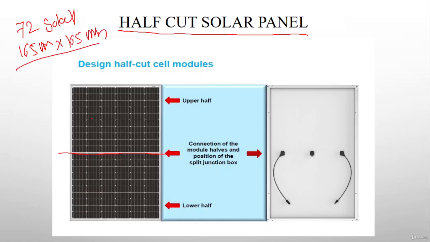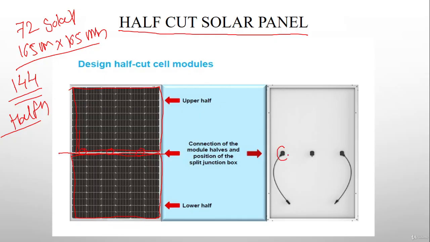But in this case, the 72 solar cells have been cut into two parts. So we are getting a total of 144 half cut type solar cells. What we do is construct the 72 half cut solar cells in the upper half of the solar panel, and the second 72 half cut solar cells in the lower half of the solar panel, and these are connected to the central junction box.